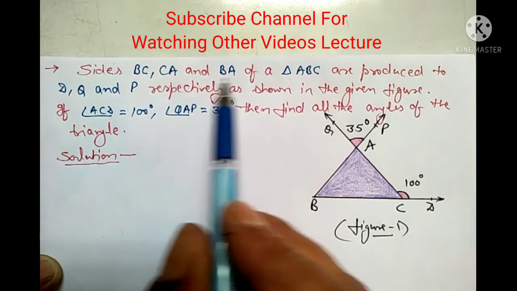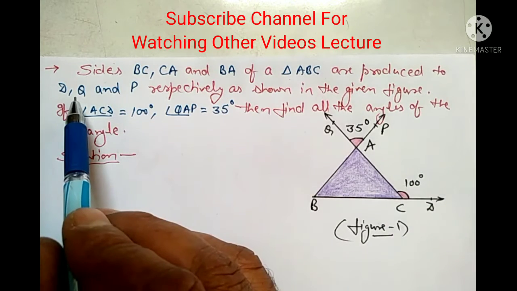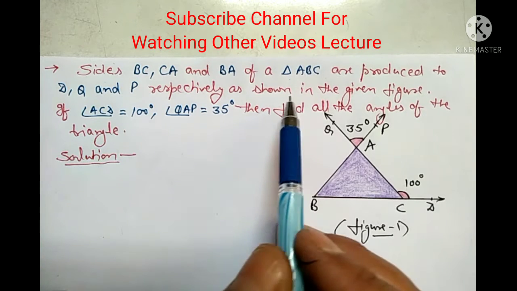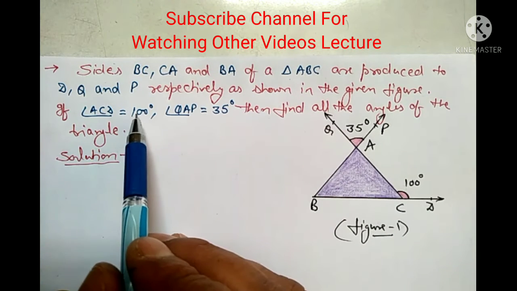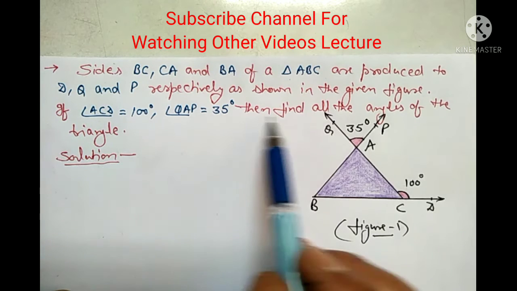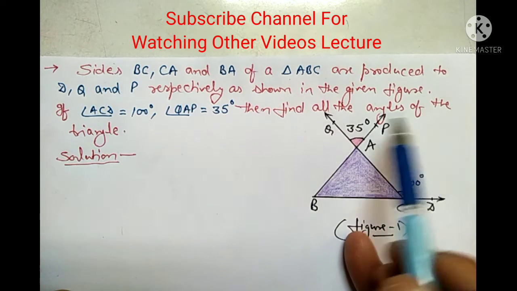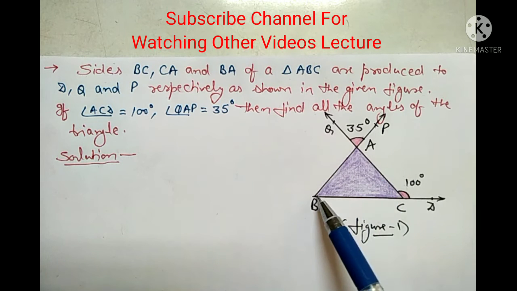Sides BC, CA and BA of a triangle ABC are produced to D, Q and P respectively as shown in the figure. If angle ACD equals 100 degrees and angle QAP equals 35 degrees, then find all the angles of the triangle. In this problem we have a given triangle ABC.